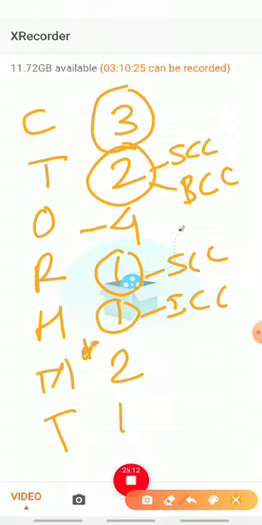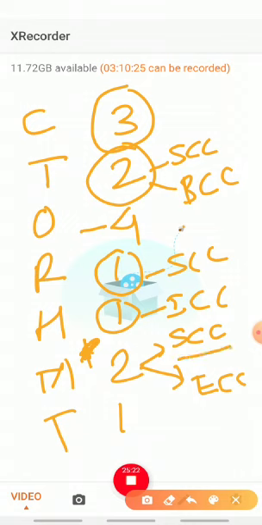Only here I am making a star. Here it is 2. You need to remember, out of this, one is SCC and one is the last one, that is ECC. Here I am making a star. First is SCC and then ECC, meaning end center. And here also it is SCC. Now you just count: 3 plus 2 is 5, 5 plus 4 is 9, then 10, 11, 12, 13, 14. So how many types of Bravais lattice are there? There are 14 types of Bravais lattice.